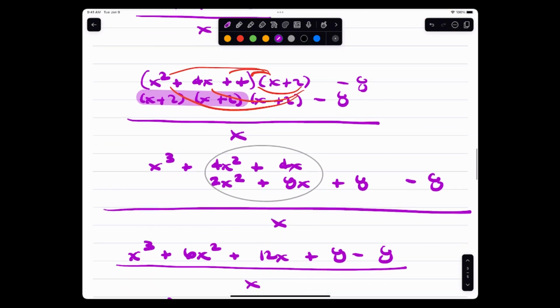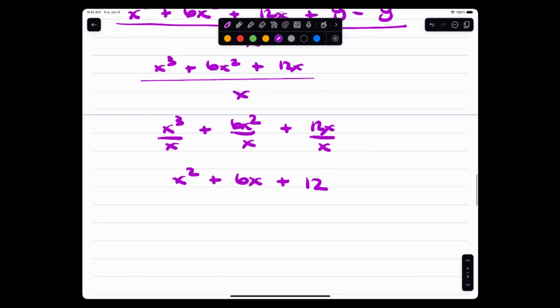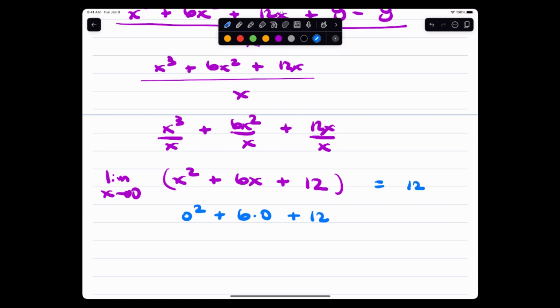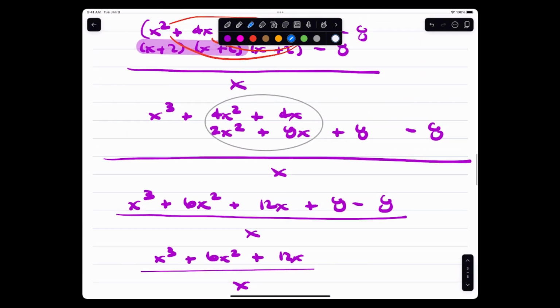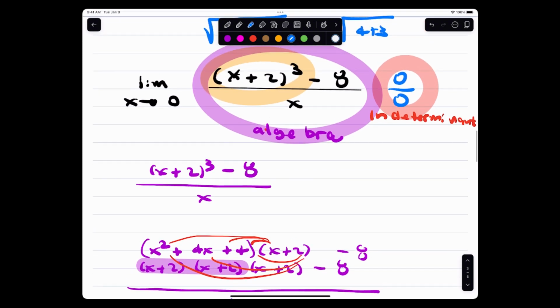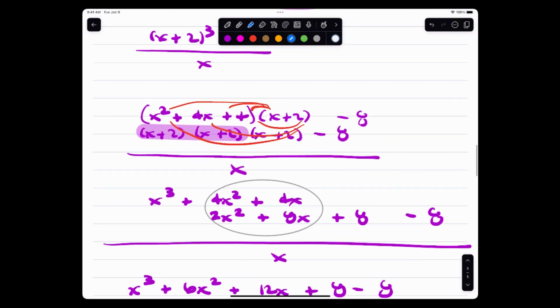Now I got to take the limit as x goes to 0. So I had to expand. What does this equal? 0 squared plus 6 times 0 plus 12. Does that equal 12? The answer is yes. So your limit is 12. So I want you guys to get used to doing some algebra here, because we're going to be doing a little bit of this algebra for a while here.